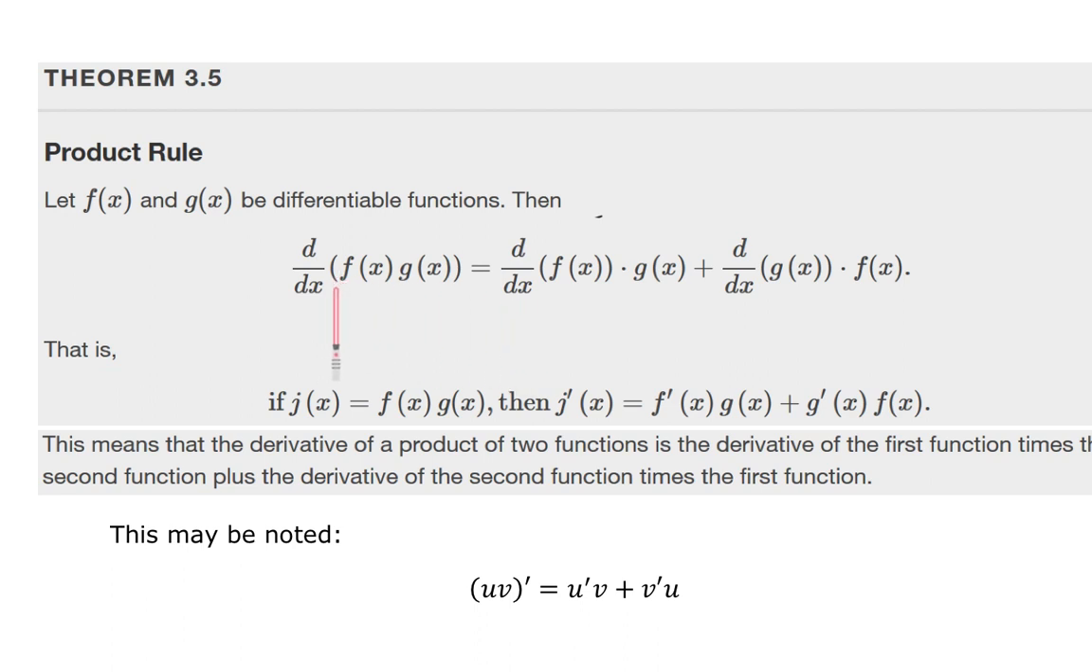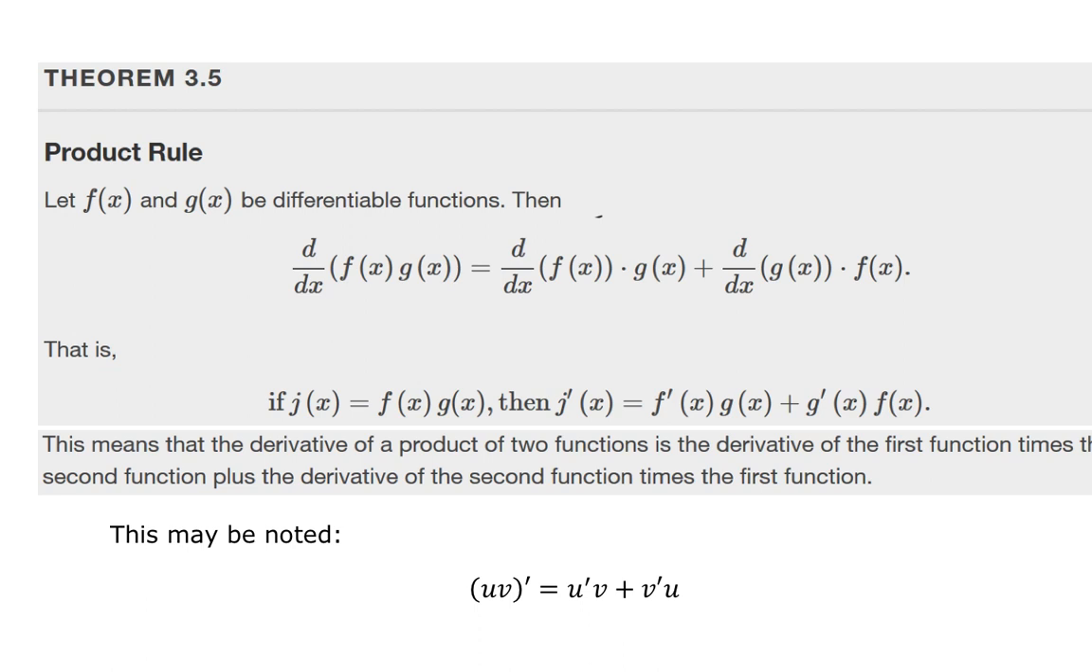So if I have two functions that are being multiplied together and I want to do the derivative, I have the derivative of the first function multiplied by the second, plus the derivative of the second function multiplied by the first. So if j of x is equal to f of x multiplied by g of x, then j prime of x is going to be f prime of x g of x plus g prime of x f of x. This means that the derivative of the product of these two functions is the derivative of the first function times the second plus the derivative of the second function times the first.